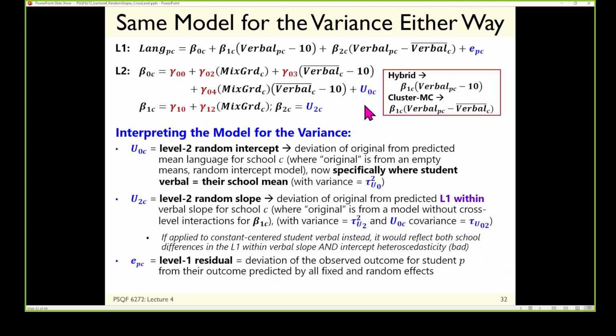All right. The good news is that the model for the variance is interpreted the same way. So the intercept is all the reasons why school outcomes differ after controlling for mixed grade, cluster mean verbal, and their interaction, given the fact that we have a random slope that is specifically for children who are at their school's mean, because the random intercept is conditional on the variable that the random slope is for being 0.